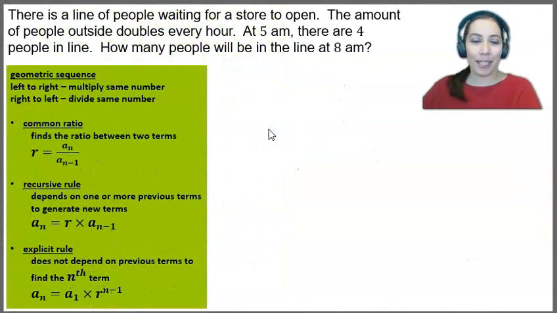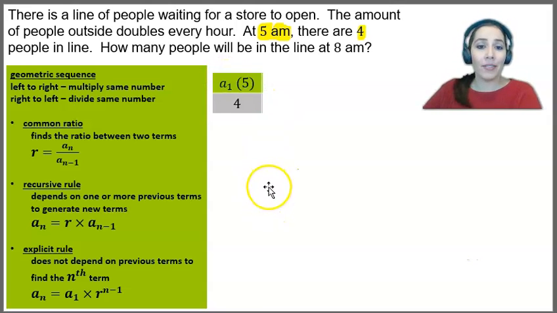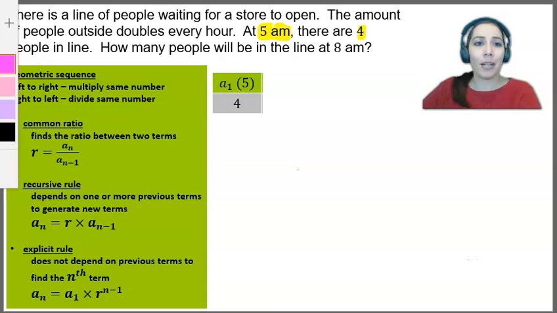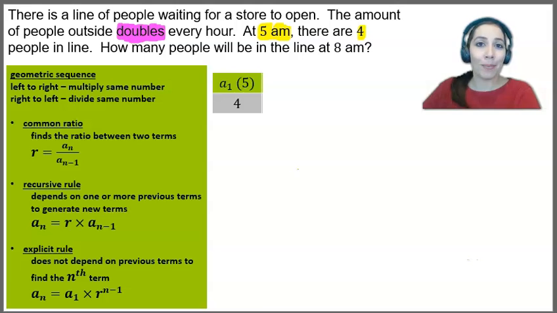Now that we have Chloe's tips and tricks, let's figure out how many people will be in this line at 8 a.m. The first thing I notice is that at 5 a.m., there were 4 people in line. So that's my a sub 1. So I put 5 for 5 a.m. in parentheses. Now, the people outside double every single hour. Doubling is the same thing as multiplying by 2. So we found our common ratio, which is r equals 2.